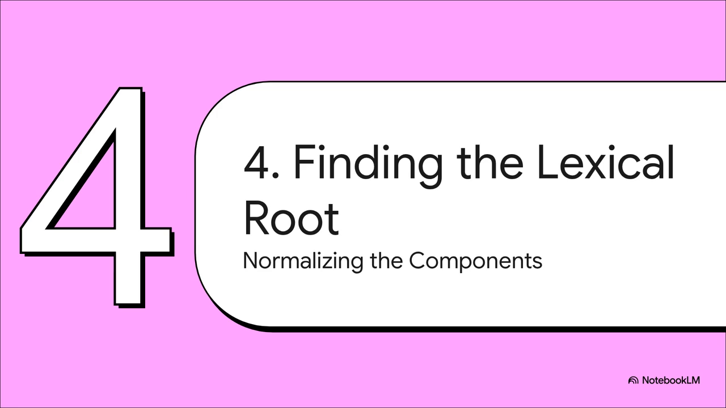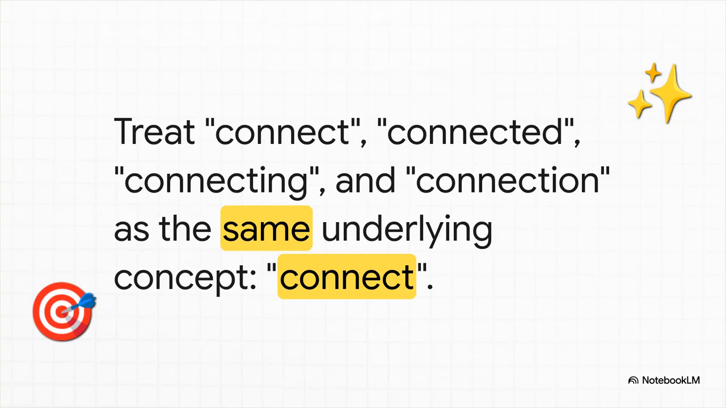Our next station on the line is all about normalization. The goal here is to standardize our tokens so that we can treat all the different variations of the same word as a single concept. So here's exactly what I mean by normalization. To a machine, connect, connected, and connecting are three totally different words. We need to reduce them all down to a single root concept: connect. This makes our vocabulary much smaller and helps the model generalize better.